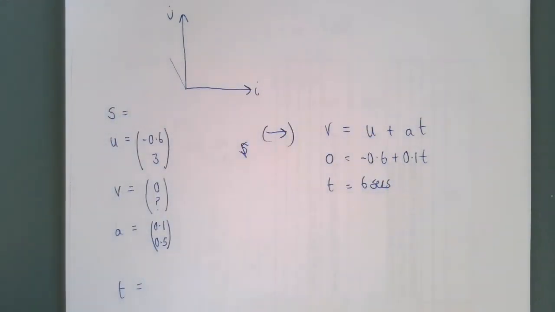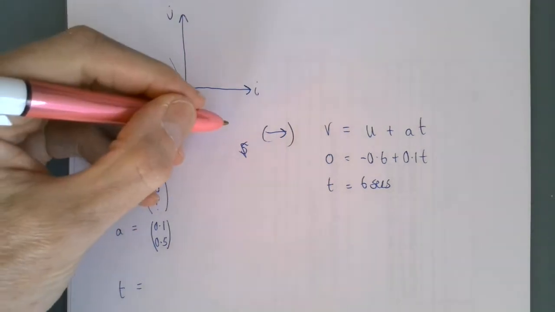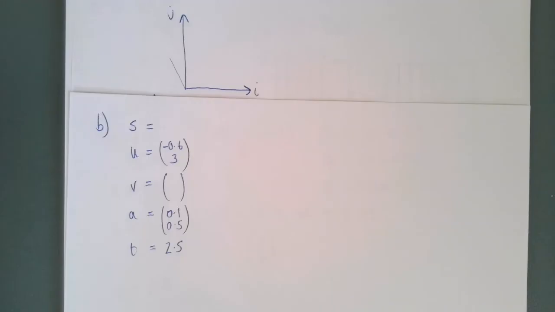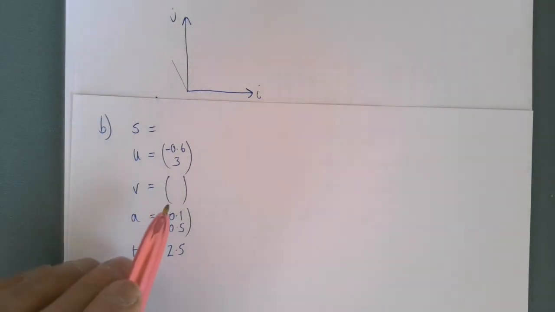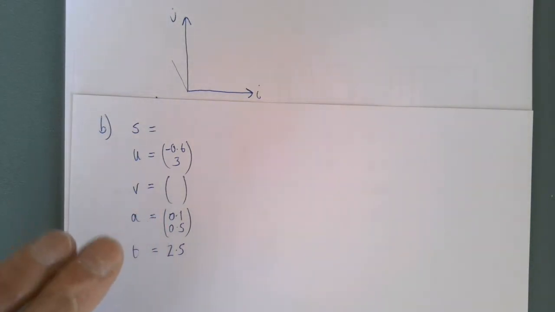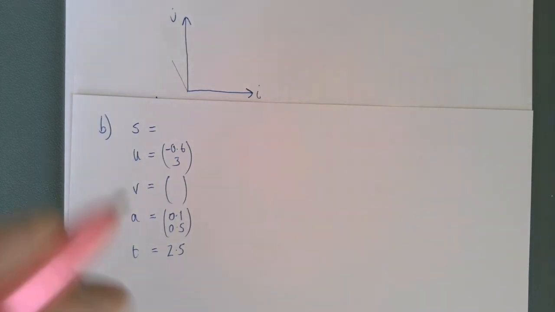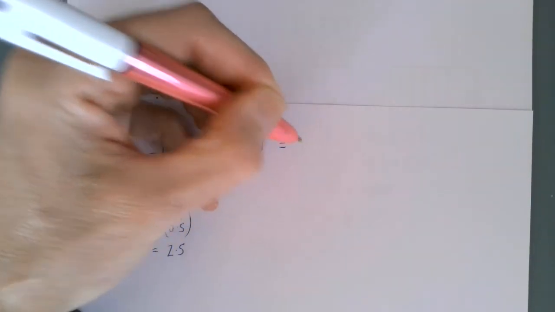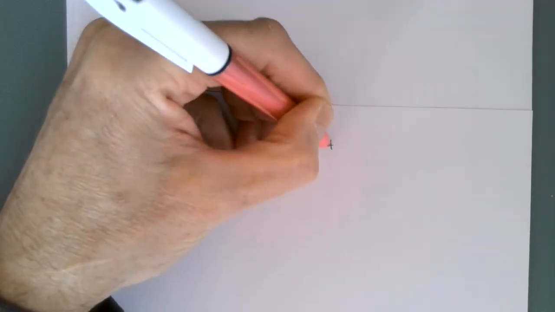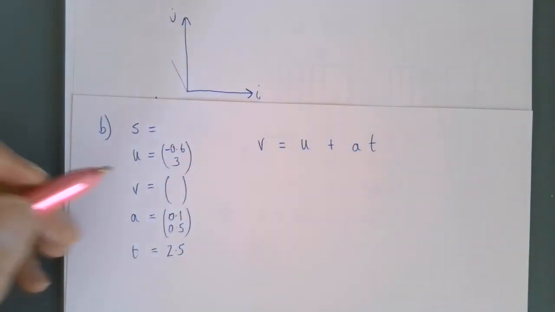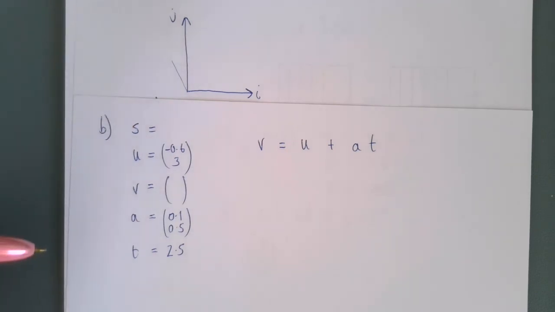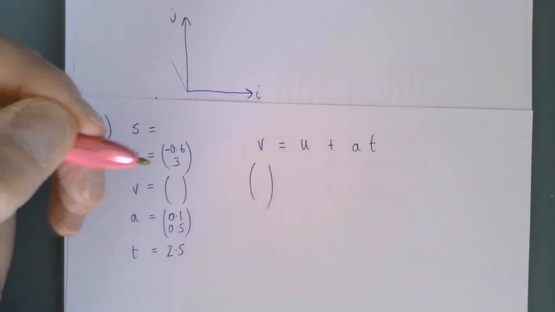Find the approximate bearing on which the submarine were moving when t is 2.5 seconds. Okay, so that was part A. So part B wants to know the bearing at which it's moving. So that's about the speed and the direction, isn't it? So I need to work out its velocity 2.5 seconds later. And because this will be to do with both directions, I need to use vector notation or do horizontal and vertical separately. So I'm going to set it up. I'm going to use v equals u plus at again because s isn't involved. And v is what I want to work out.